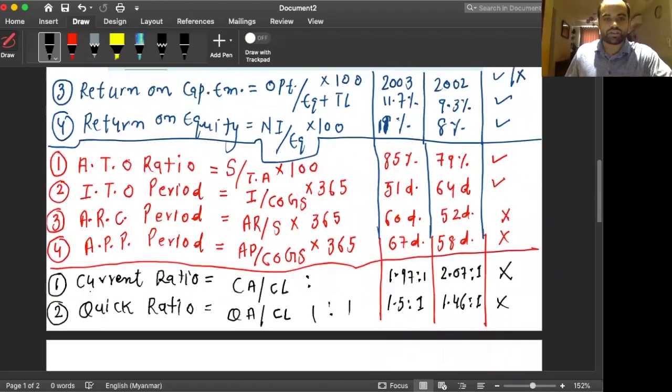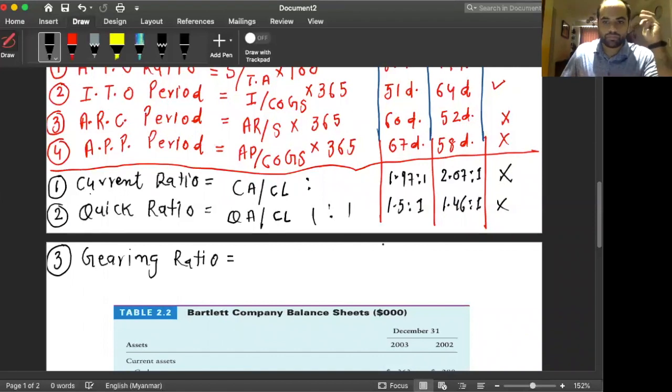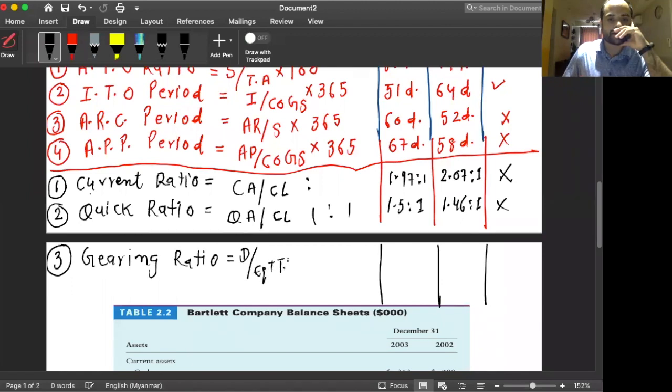So let's move on to the next. Now we move on to the long-term solvency ratios. The first ratio is the gearing ratio. The formula for gearing ratio is debts divided by equity plus total debts. All right? So we multiply by 100. So calculate for both years.